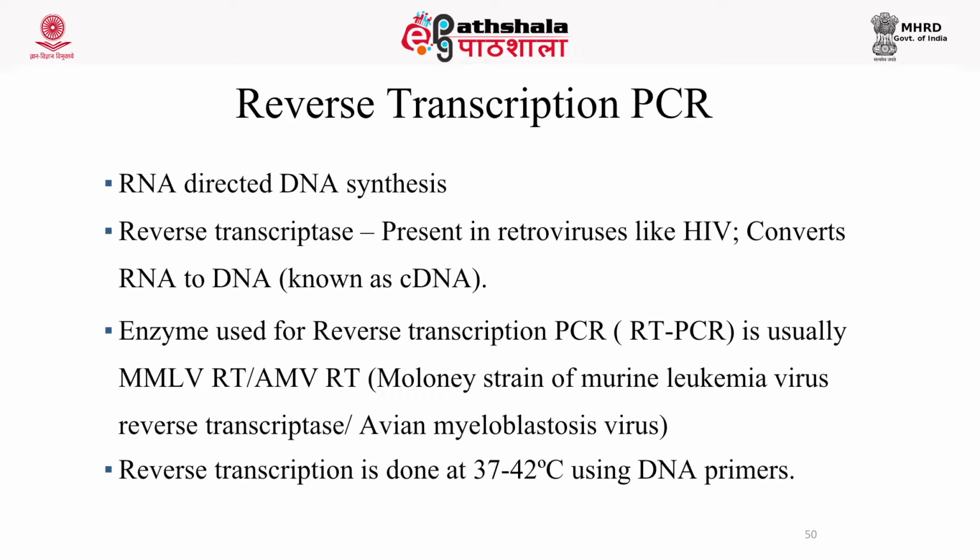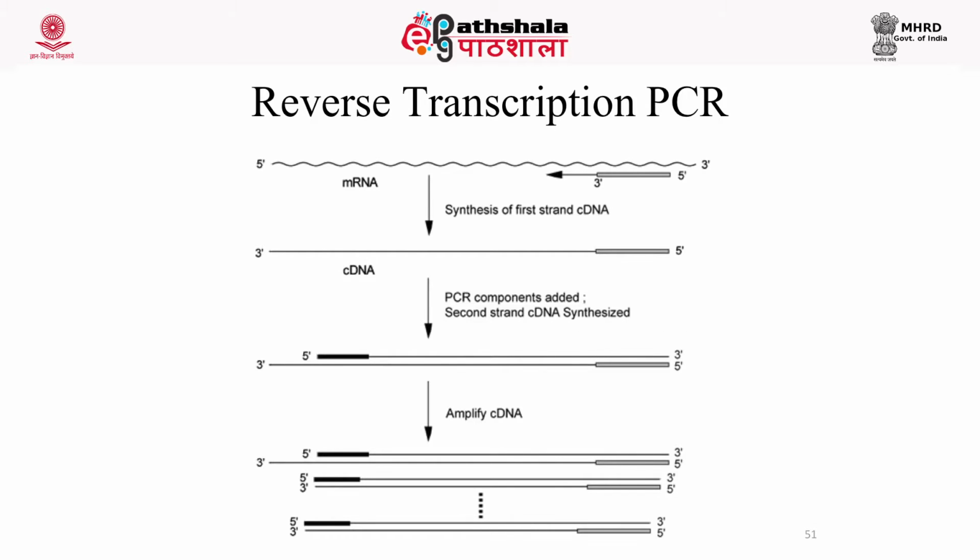The reverse transcription takes place at a temperature of 37 to 42 degrees centigrade and DNA primers are used for reverse transcription PCR. In this figure you can see the procedure of reverse transcription PCR. You can see how the synthesis of first strand of cDNA happens and mRNA is converted into cDNA with the help of reverse transcriptase enzyme. After cDNA is formed, the PCR components form the second strand of cDNA and a double-stranded cDNA is formed. This double-stranded cDNA is amplified in a PCR reaction to get multiple copies of the cDNA.